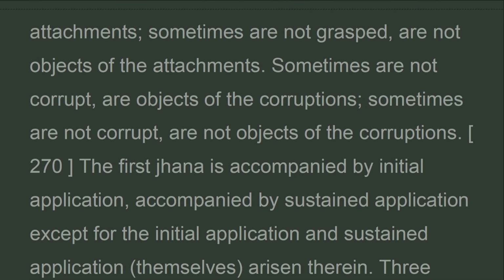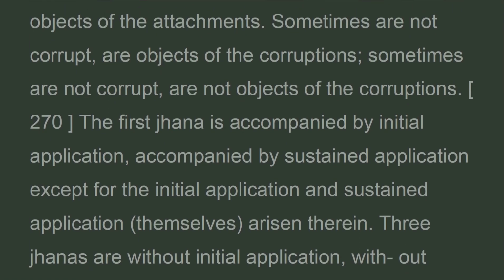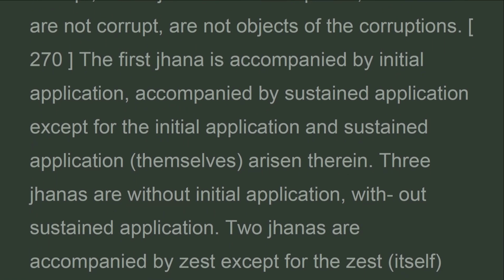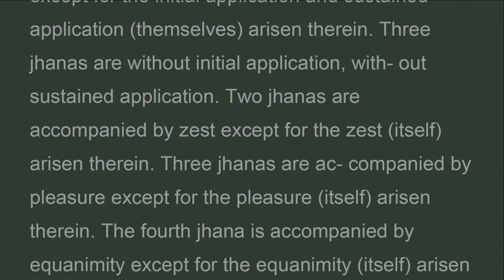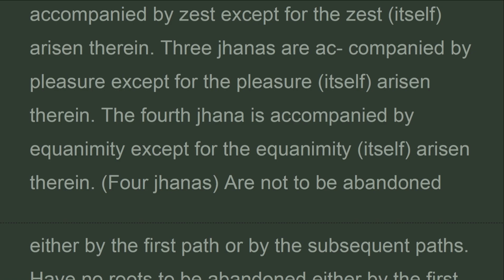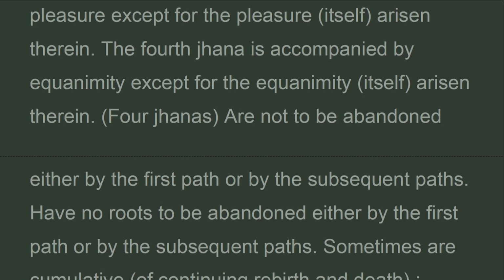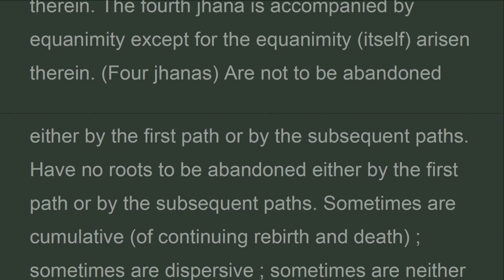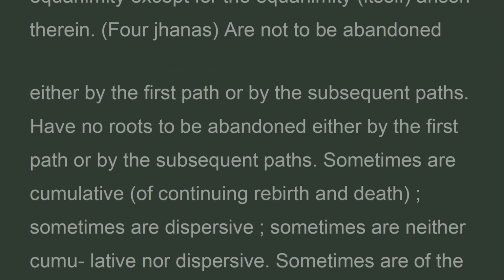The first jhana is accompanied by initial application, accompanied by sustained application, except for the initial application and sustained application arisen therein. Three jhanas are without initial application, without sustained application. Two jhanas are accompanied by zest except for the zest arisen therein. Three jhanas are accompanied by pleasure except for the pleasure arisen therein. The fourth jhana is accompanied by equanimity except for the equanimity arisen therein. Are not to be abandoned either by the first path or by the subsequent paths. Have no roots to be abandoned either by the first path or by the subsequent paths.